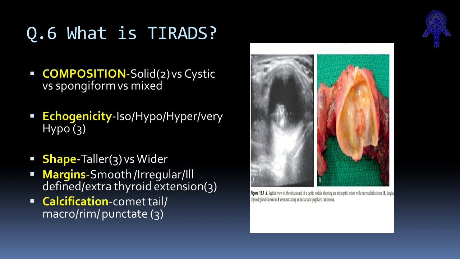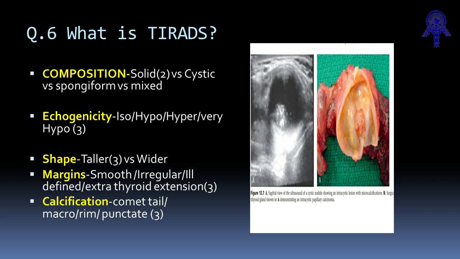Shape, as sir mentioned, taller than wider. Margins can be smooth, irregular, ill-defined, extrathyroidal extension. Now, there is a bit of difference between irregular margin and ill-defined margin. Ill-defined margin means the margin of the nodule merges with the surrounding thyroid parenchyma. An irregular margin means it is well defined, but the margins are irregular. So, irregular margins are more premalignant rather than the ill-defined margin, though extrathyroidal extension is given the maximum weightage of 3.